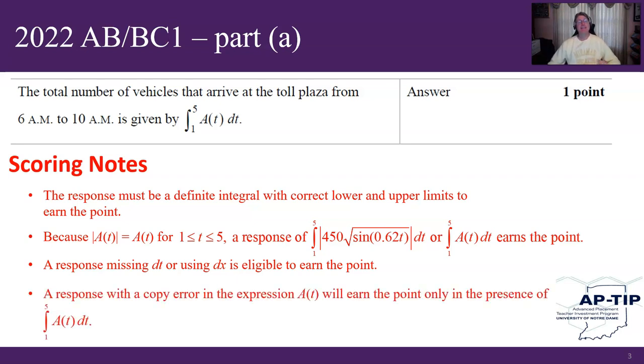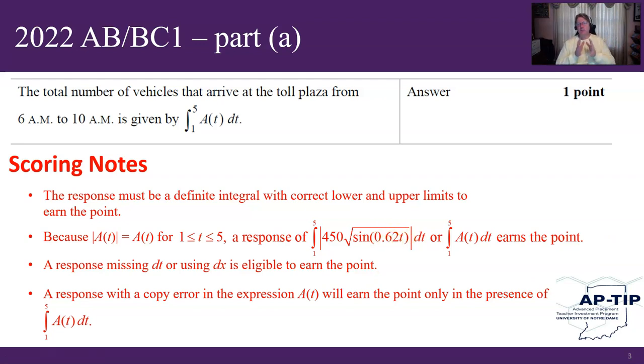All right, and then lastly, a response that has a copy error in the expression for A of t is still going to earn that point, only in the presence of the definite integral from 1 to 5 of that expression that contained that copy error. Maybe the student, I don't know, instead of 0.62 said 0.52.